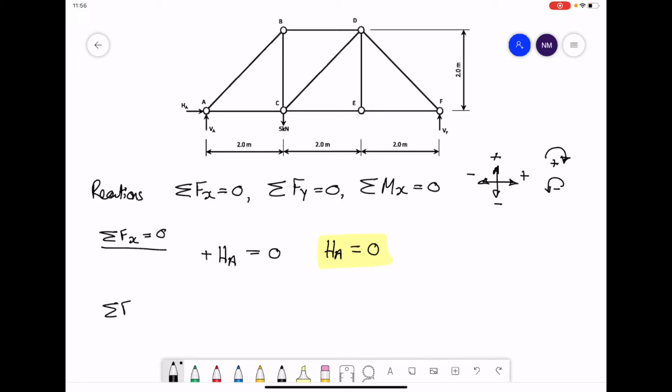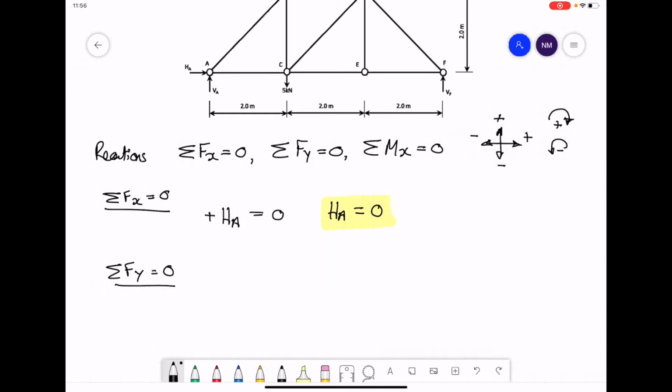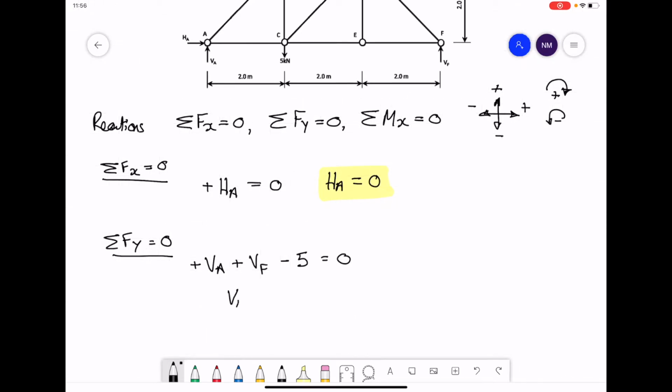Now applying the next equilibrium equation, all the forces in the y direction must add up to give you 0. Here we have 3 forces, VA and VF, going upwards, and the 5 kilonewtons acting downwards. VA and VF are acting upwards and therefore are positive. The 5 kilonewtons is acting downwards and therefore is negative. Rearranging the equation, we get VA plus VF equals 5 kilonewtons.